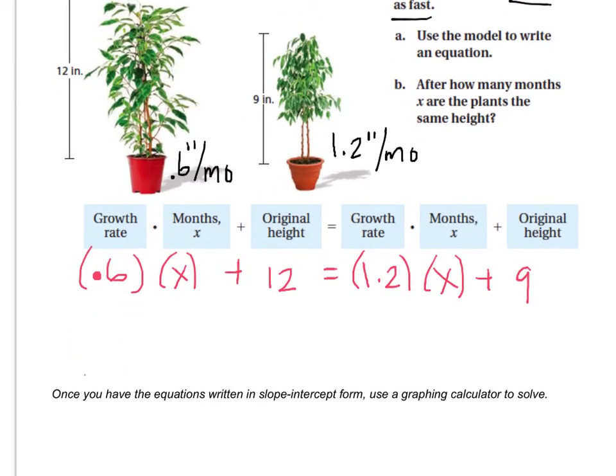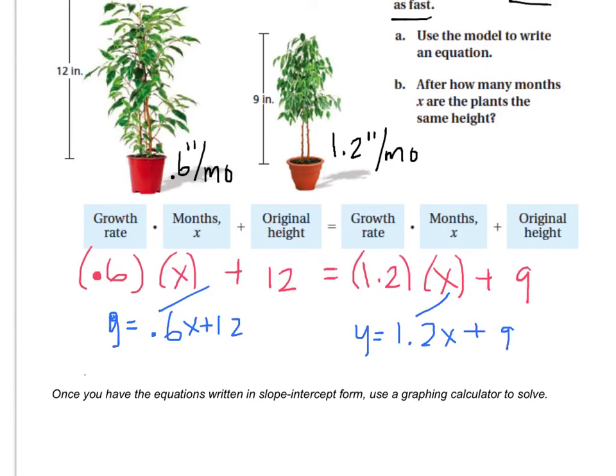So let's get them both in slope-intercept form. I'm going to separate them, and this one will say y equals 0.6x plus 12, and this will say y equals 1.2x plus 9.